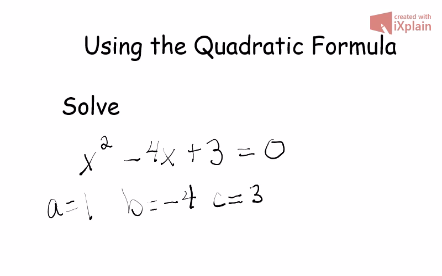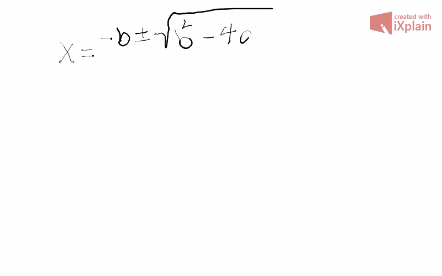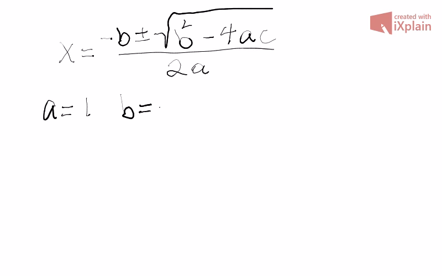So in this case, the a is going to be 1, the b is negative 4, and the c is 3. So we're going to use the quadratic formula, and the quadratic formula was x equals negative b plus or minus the square root of b squared minus 4ac, all divided by 2 times the a. So there's our quadratic formula. You'll need to remember that so you can use it. Just remember the a is 1, the b is negative 4, and the c is 3.